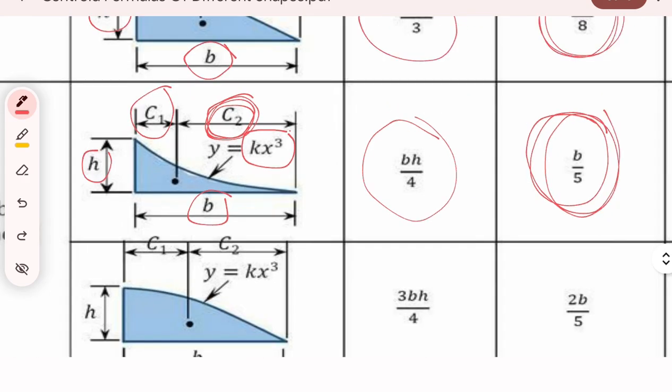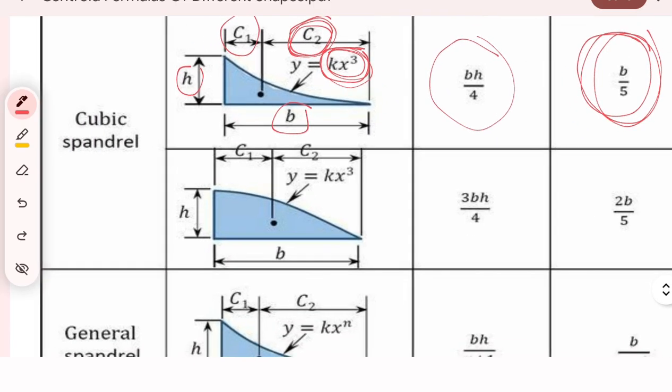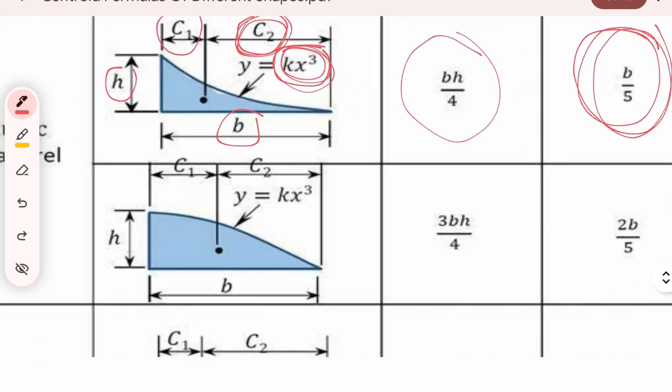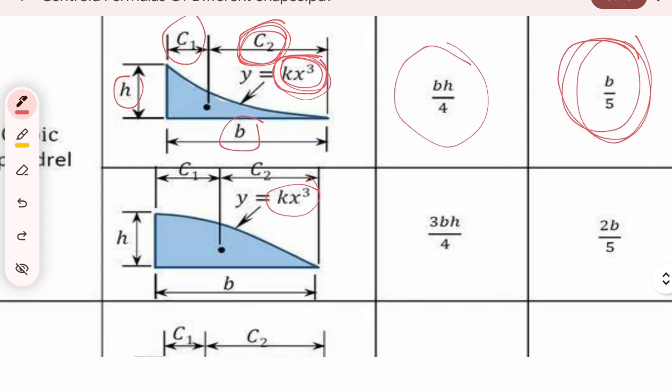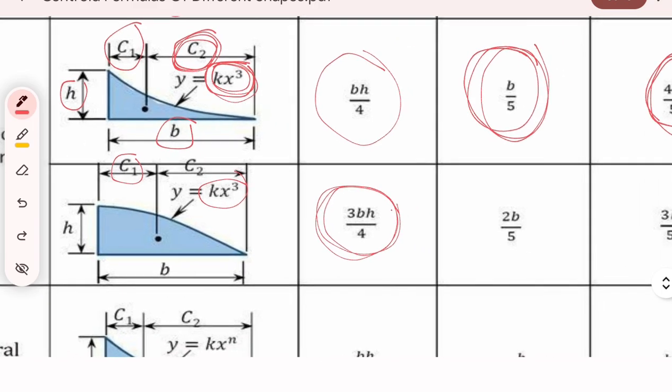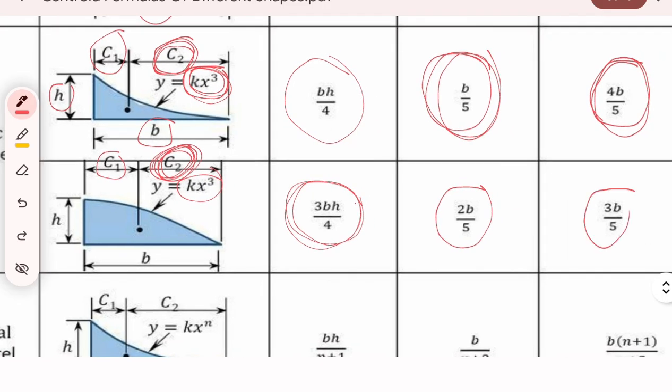Why is it cubic again? Because the equation says so, that it is cube, x to the cube. So it is a cubic spandrel. All right. Here's another one for a cubic spandrel. As you can see here, the equation is kx to the cube. Again, this is a cubic spandrel. If the form is like this, then the area for that shape is 3BH divided by 4. The location of the centroid from the left is 2B over 5. The location of the centroid from the right, which is C2, is 3/5 of B.